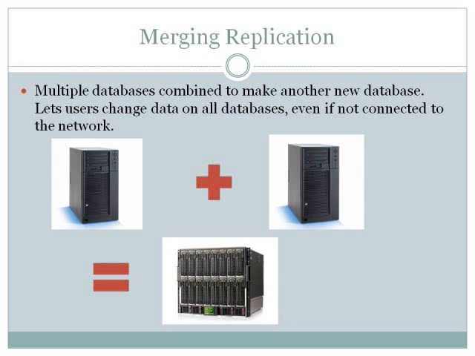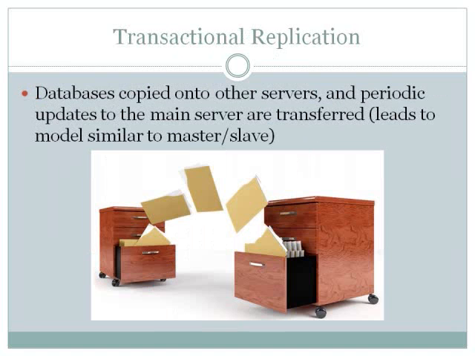The next type is merging replication. Basically, you take multiple databases, merge them together to make one new database, and this model lets you change data on any of the databases, even if you're not connected to the network, and it'll combine it all together later. This can be useful for applications where the connection can be unstable.